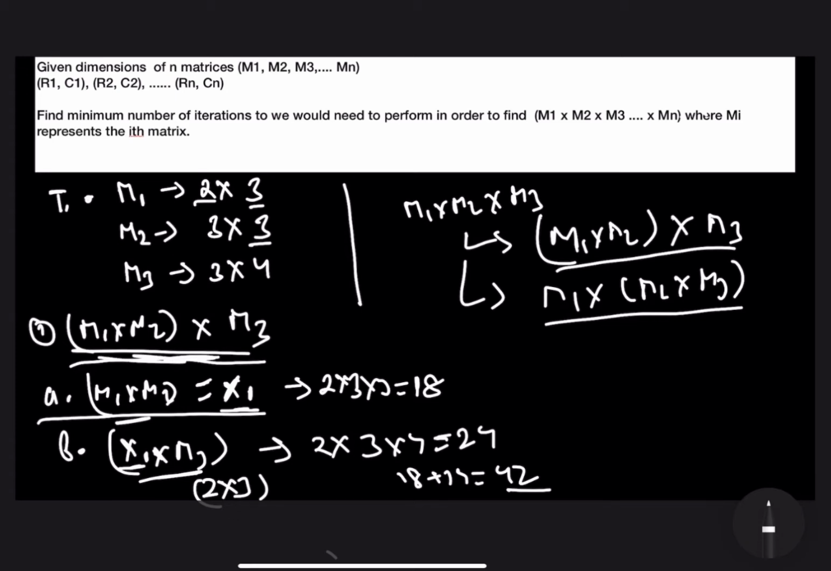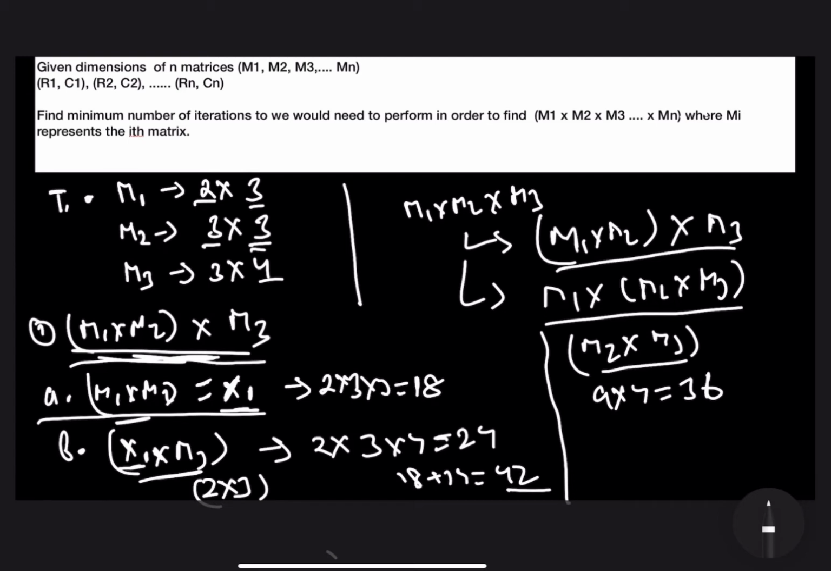Now in the same way, let's calculate the number of iterations that we need to make in order to calculate the second expression. For computing the value of the second expression, the first evaluation that we need to perform is M2 cross M3. The total number of iterations to perform M2 cross M3 will be 3 into 3 into 4, that is 9 into 4 equals 36. Now let's say this M2 cross M3 is equal to X2, and the dimension of this X2, again from the property, will be 3 into 4.